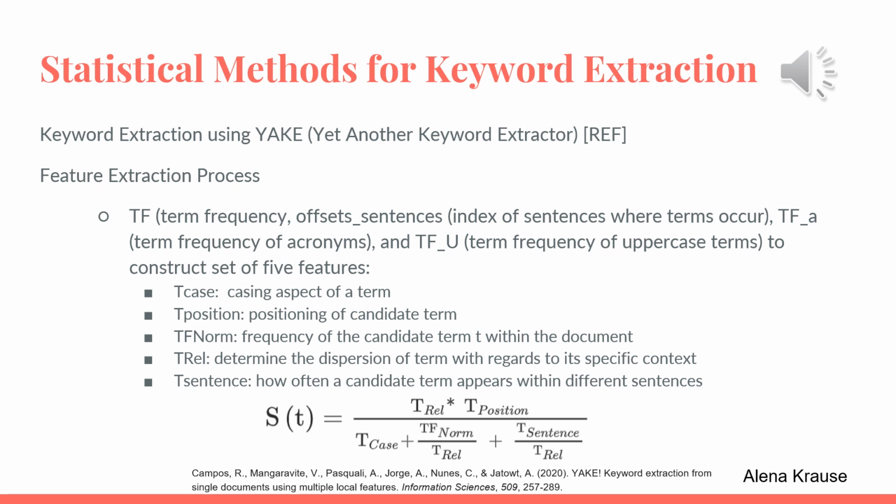And then finally, we have the term different sentence metric, which measures how many times the terms appear in different sentences. A higher score typically indicates a more significant term. So all of these features are used to calculate the score shown using the equation at the bottom here.